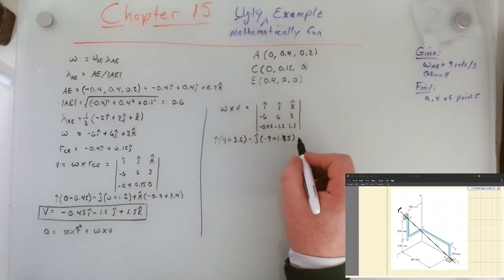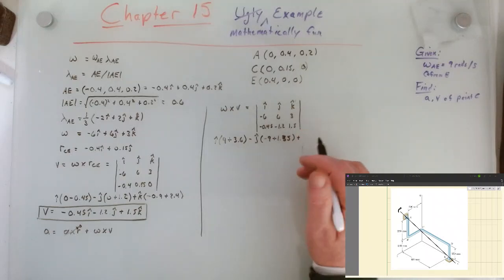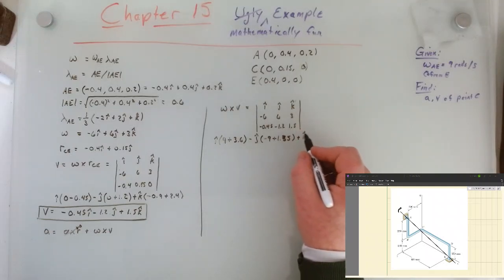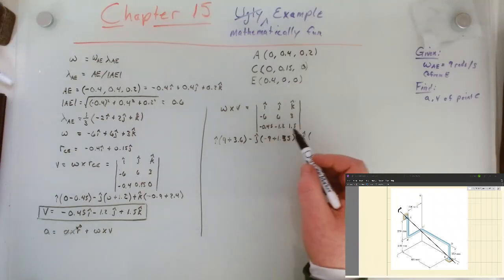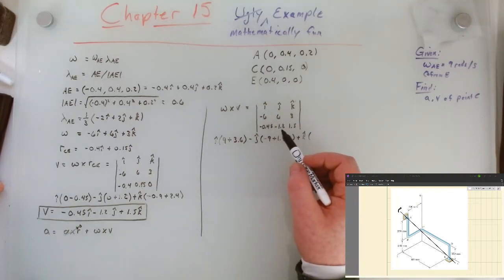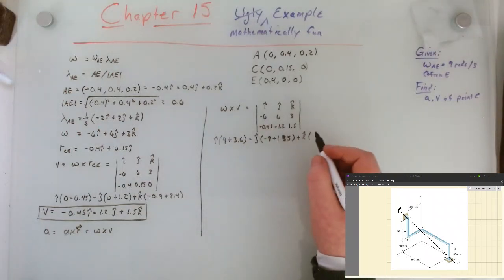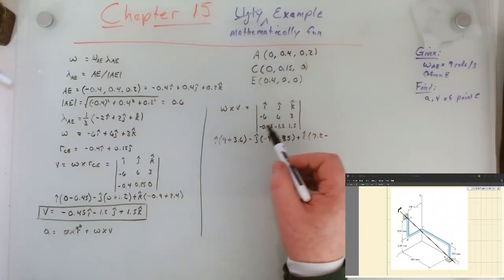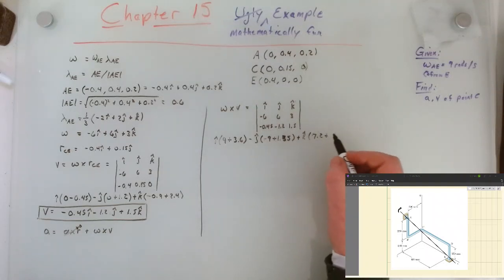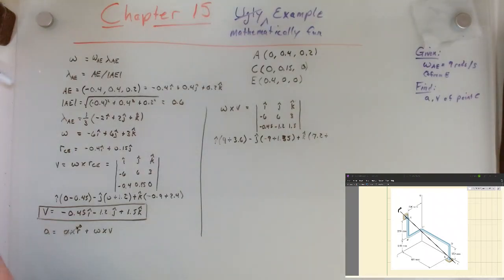And then in the k direction, oops, a little antsy there. In the k direction, we have minus 6 times minus 1.2. Let's see, 6 and 1.2 is 7.2. So minus times a minus is a plus. So 7.2 minus, minus times a minus is a plus, 6 times 0.45, 2.7, okay.